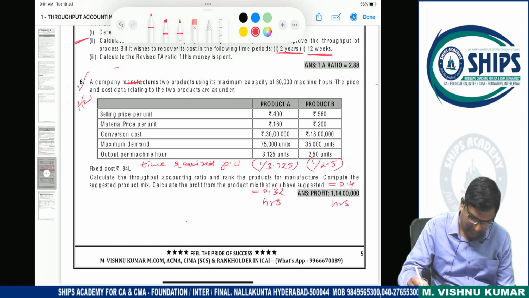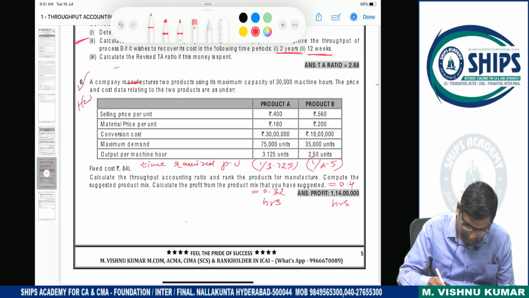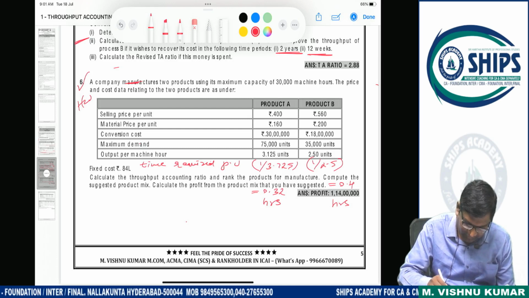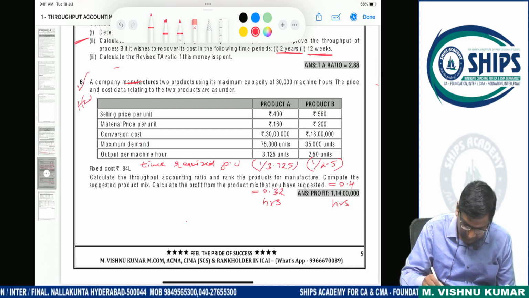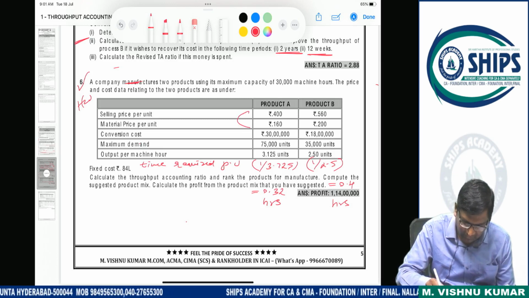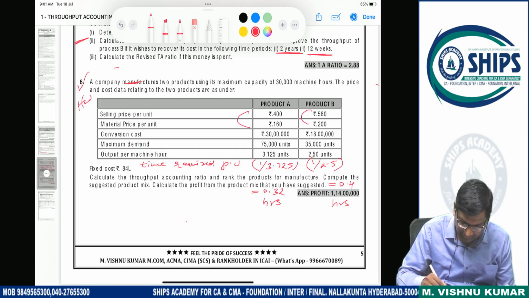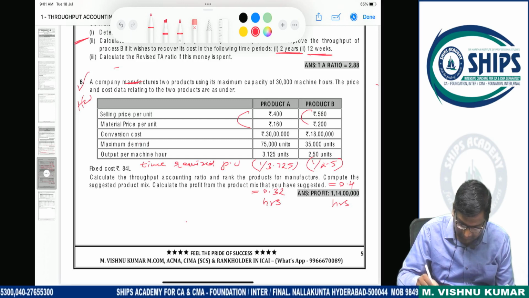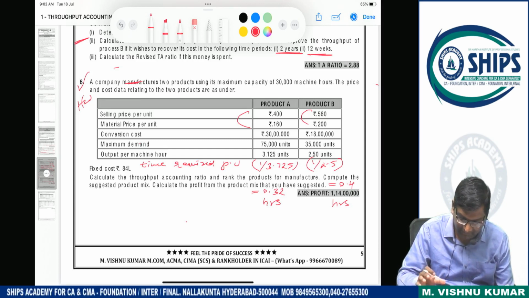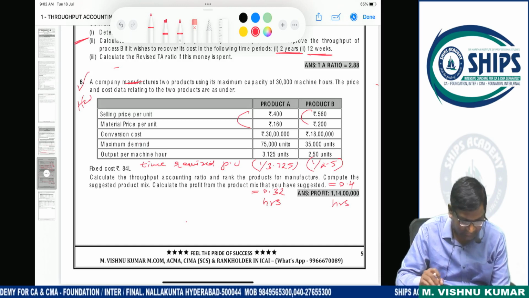Clear? So conversion cost 30 lakh, 18 lakhs given. So this is 0.32 hours, this 0.4 hours. So first calculate contribution per hour. Thereafter remaining procedure is same. How to calculate contribution per hour? This is the contribution, this will be divided by these hours. So which product contribution per hour is higher, that product is first preferred to manufacture. Maximum units of that product we have to produce, because this is written per minute or per hour concept.